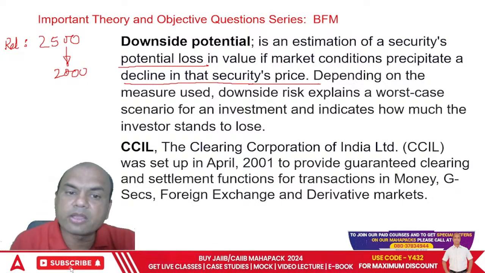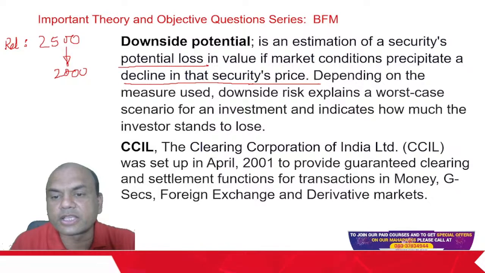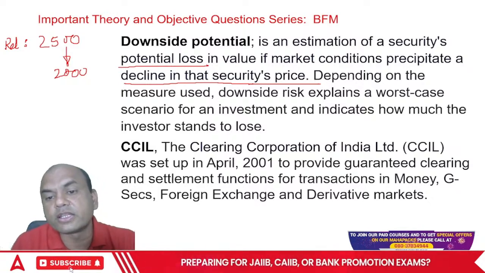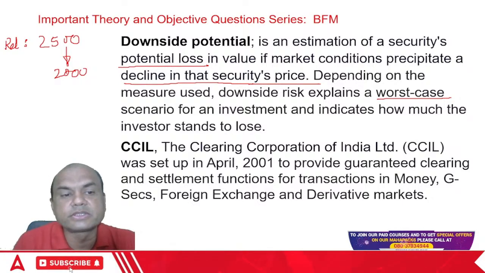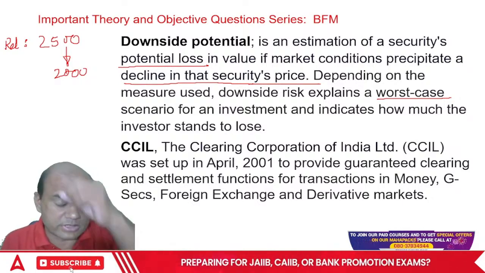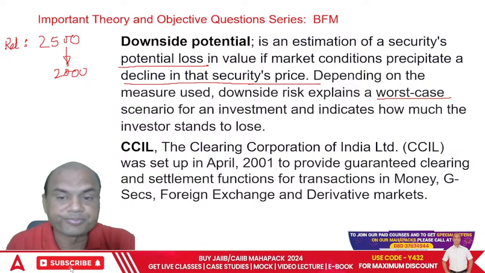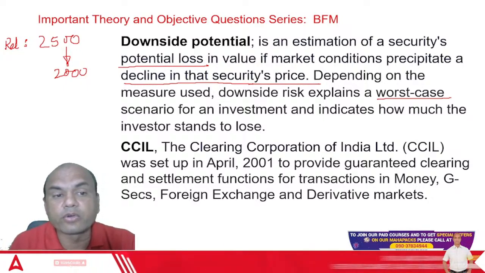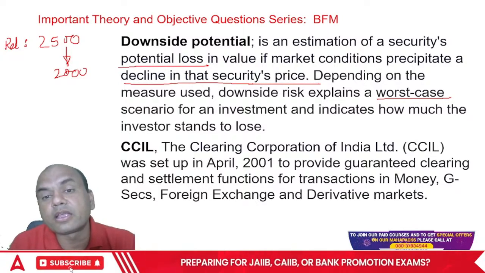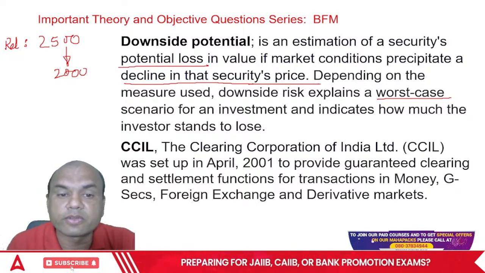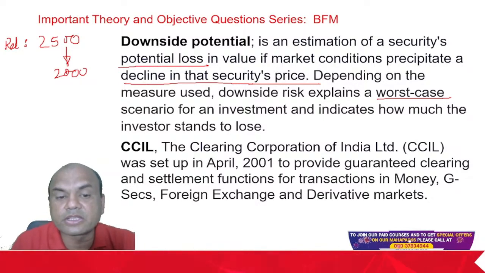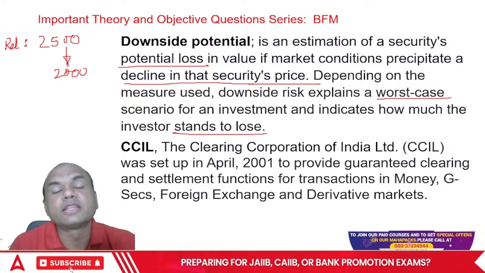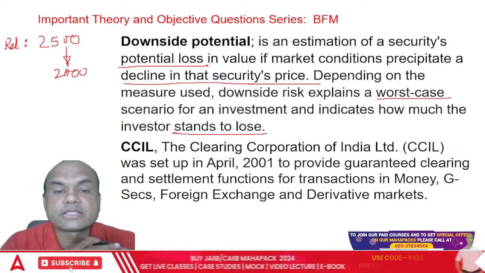Depending on the measures used, downside risk explains a worst case scenario for an investment and indicates how much the investor stands to lose. So worst case scenario means what? What is the lowest level which this stock can go down to, or the lowest level at which this bond can go down? The worst case scenario is always taken into account by any company whenever you're doing a conservative investment. It indicates how much the investor will lose if this downside potential materializes, if the Reliance share goes down.